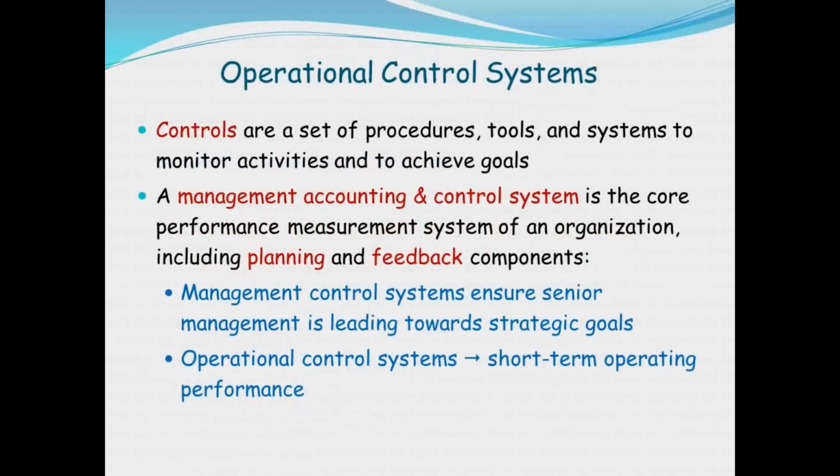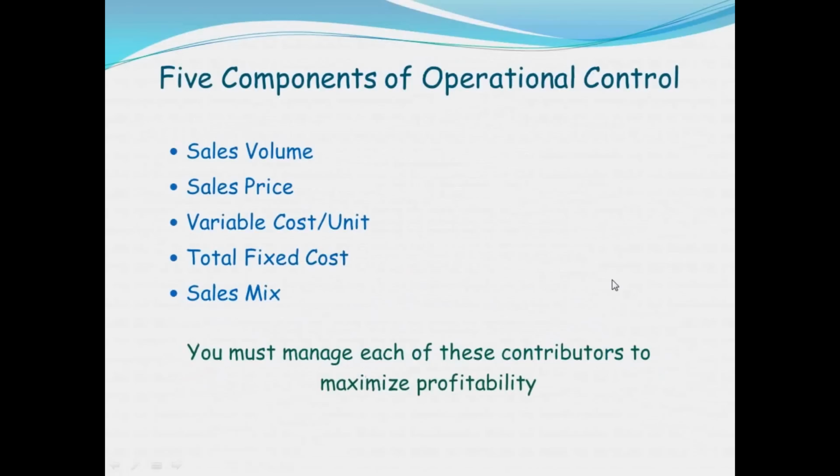So the flexible budgeting variance analysis process is a control process. You're essentially monitoring activities and determining whether you're achieving the goals of the company. And achieving the goals means achieving the strategic goals and your operational operating goals.